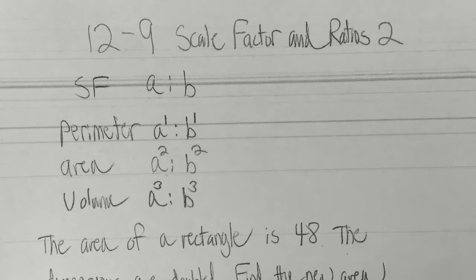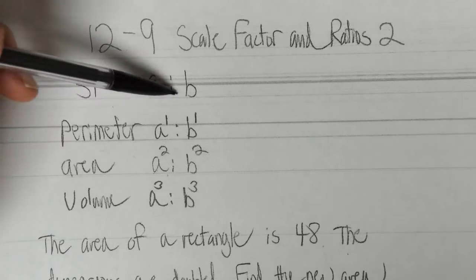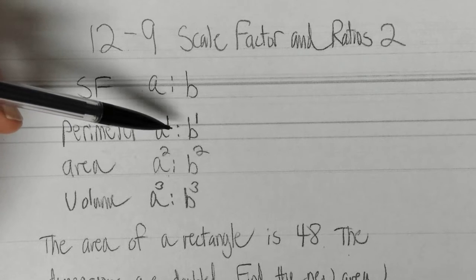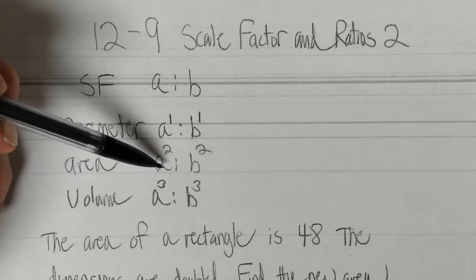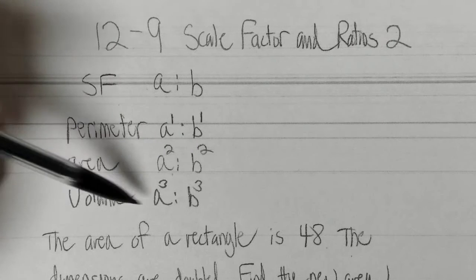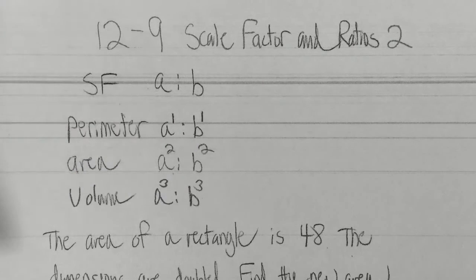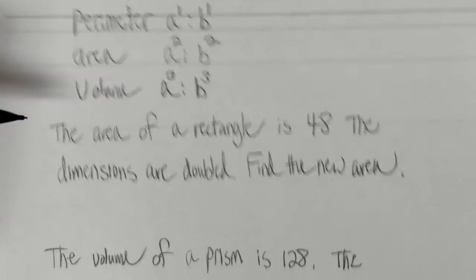Okay, in this section we're looking at scale factor and ratios part 2. Again, let me remind you of what we had learned from last time. If the scale factor is a to b, the ratio of the perimeters is a to the first power, b to the first power; area, a squared to b squared; and volume, a to the third, b to the third. So here's the type of problems that we're going to have in this particular section.